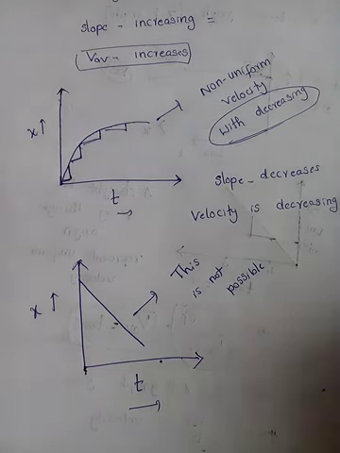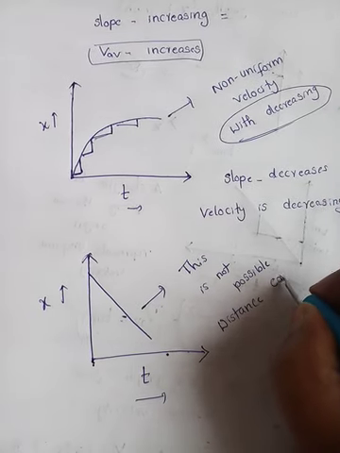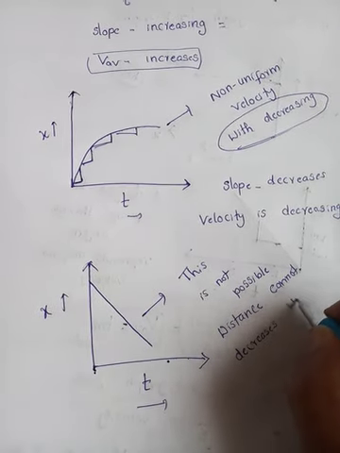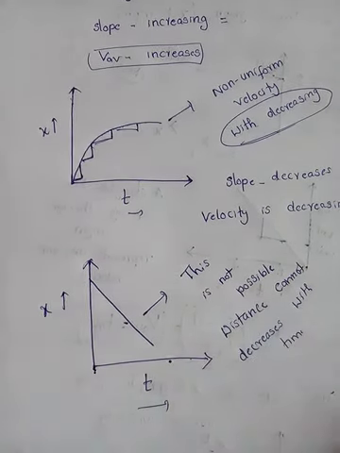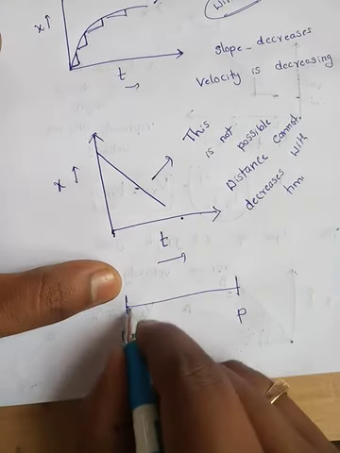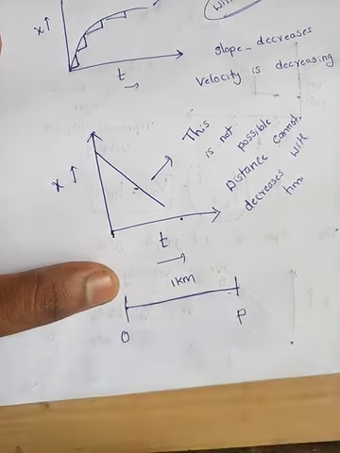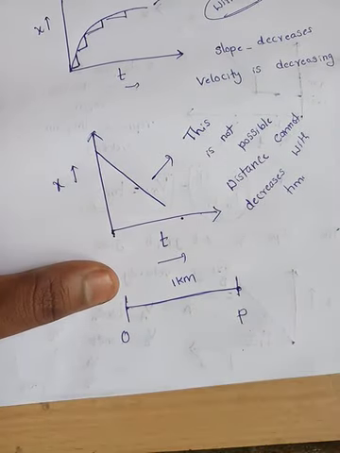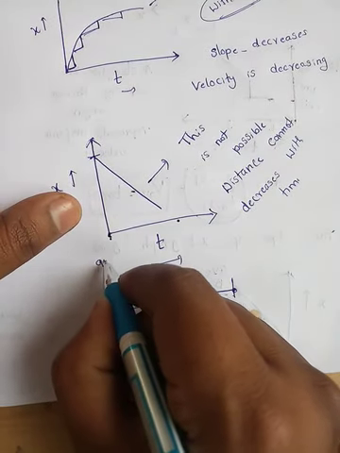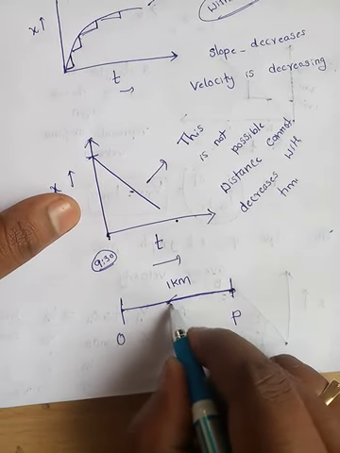Distance cannot decrease just with time. Let us take an example. I have already discussed that if you take a point from O to P, this is your home, and you went to the market, that is an approximate distance of 1 kilometer. Now you are at P. So at time T, for example at 9:30, you are at the market. Now you are returning back home.